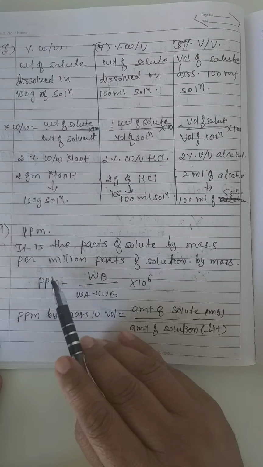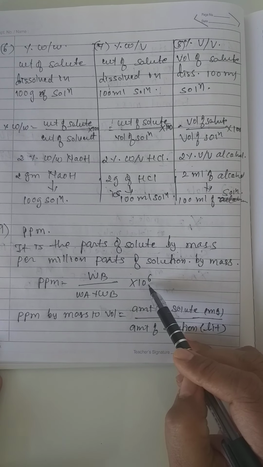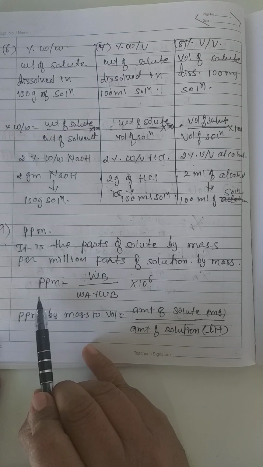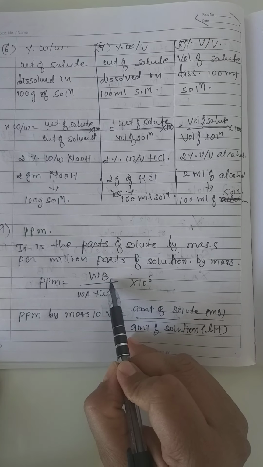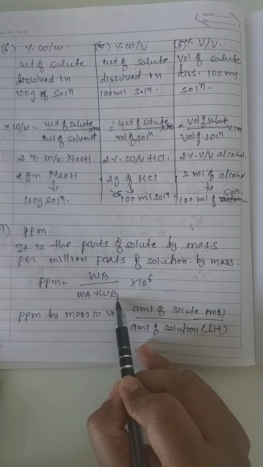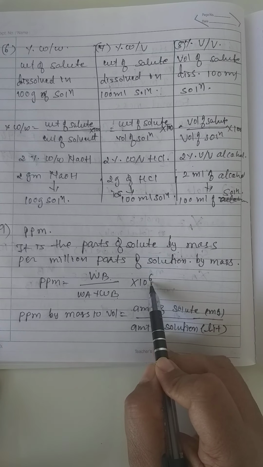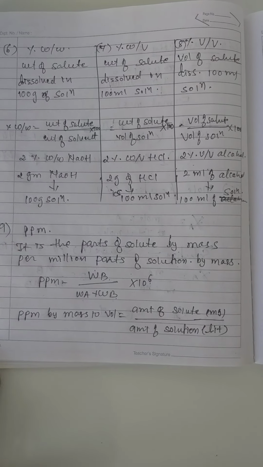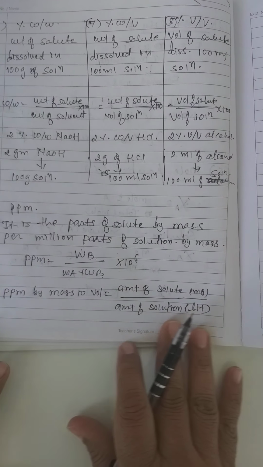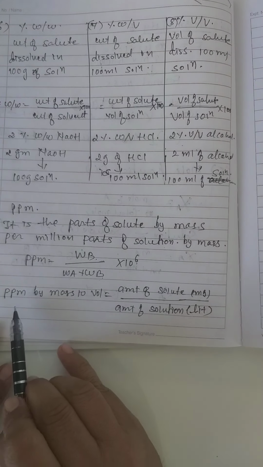You know what 1 million is? 1 million means 10 raised to 6. So we can make a common formula for the ppm, that is weight of B upon total weight, solute plus solvent, into 10 raised to 6. Now let's note down some important formulas that we have also discussed in 11th.